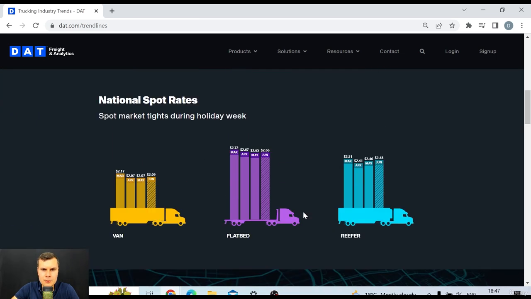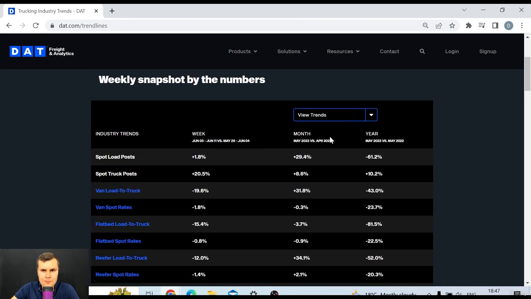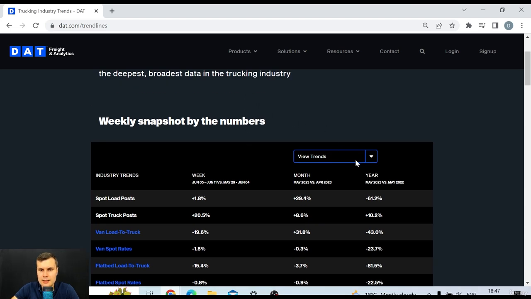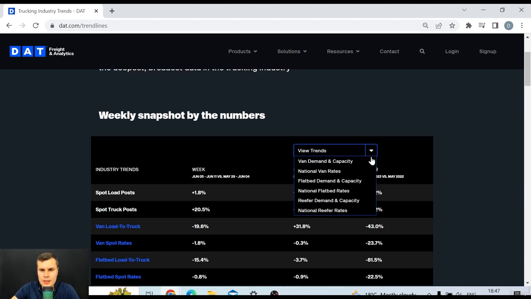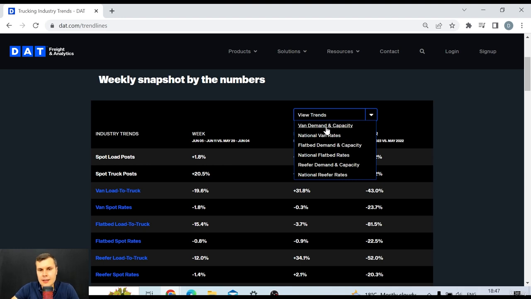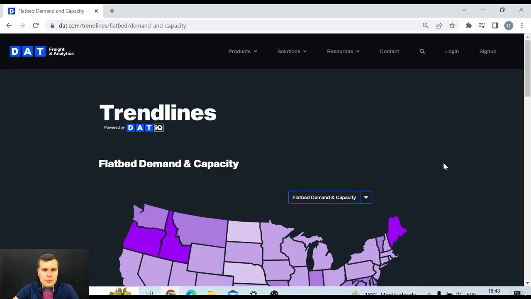If we go back up to our trends, snapshot by the numbers, here where it says view trends, you can also see a demand and capacity map for each type of equipment, for dry van, flatbed, and reefer, and you can see a national rates map once again for each type of equipment. So let's choose flatbeds. Let's take a look at the flatbed demand and capacity map.